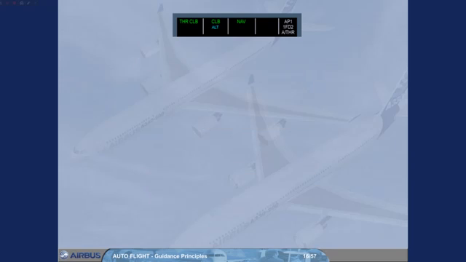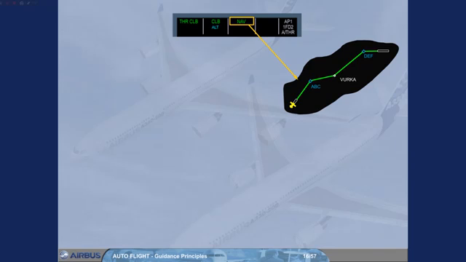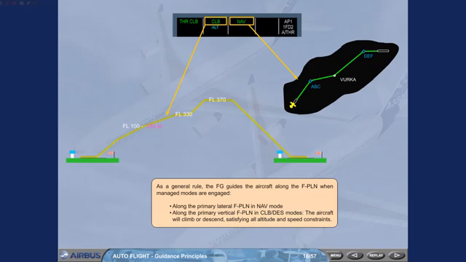As a general rule, the FG guides the aircraft along the flight plan when managed modes are engaged. Along the primary lateral flight plan in nav mode, and along the primary vertical flight plan in climb and descent modes, the aircraft will climb or descend, satisfying all altitude and speed constraints.